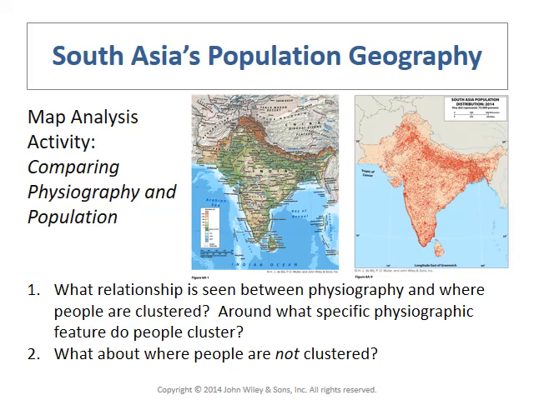Compare the population density map and the physiographic map of South Asia. What specific physiographic feature do people cluster around and why? How are these clusters related to agricultural activities?